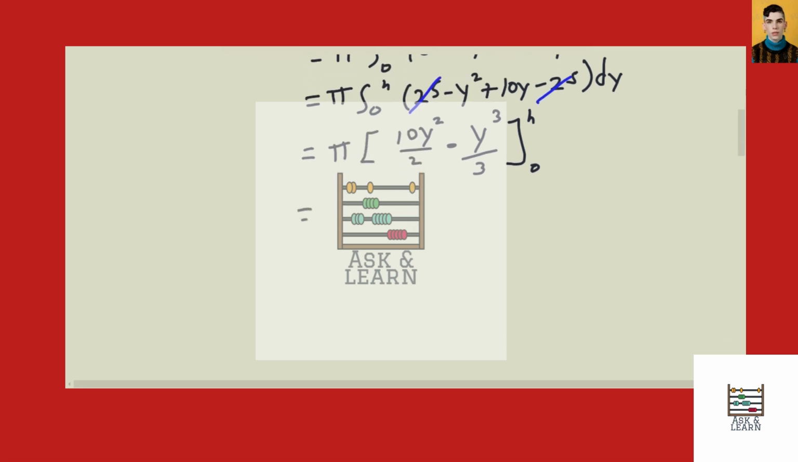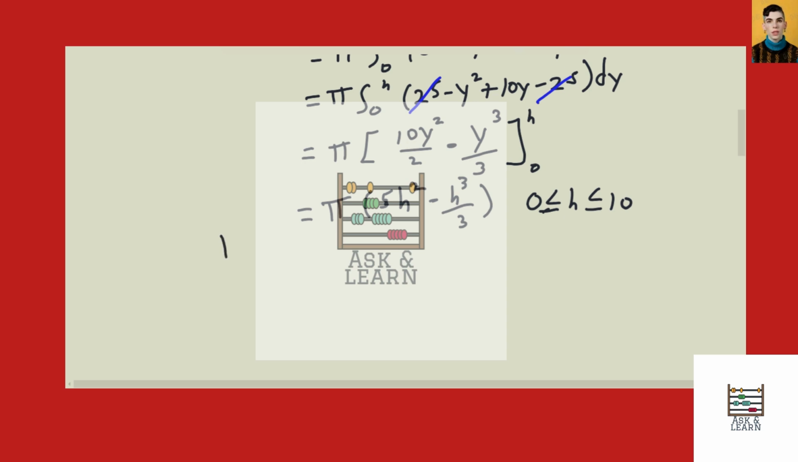When you put 0 in there for y, that's gone. So this is pi times 5h squared minus h cubed over 3. And this is only valid with h between 0 and 10, because the diameter of the ball is 10.